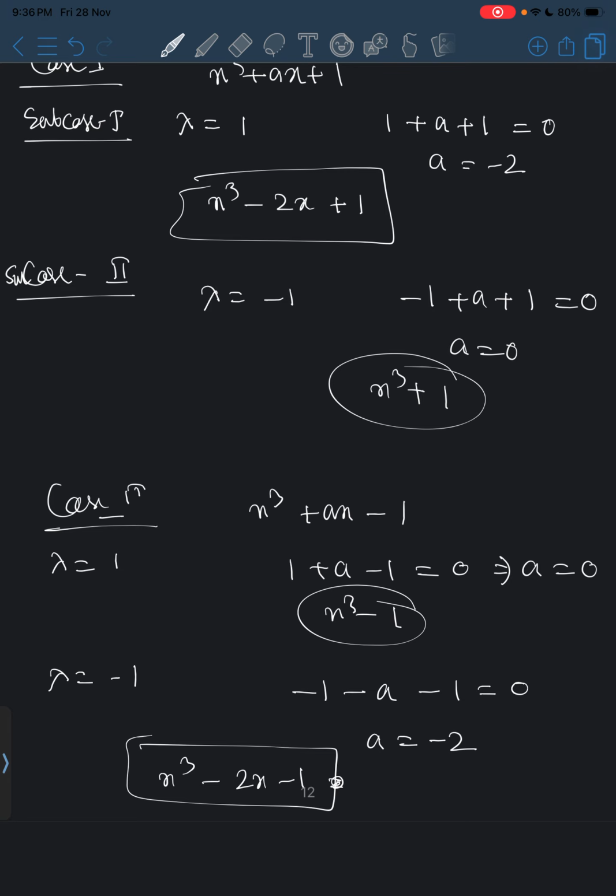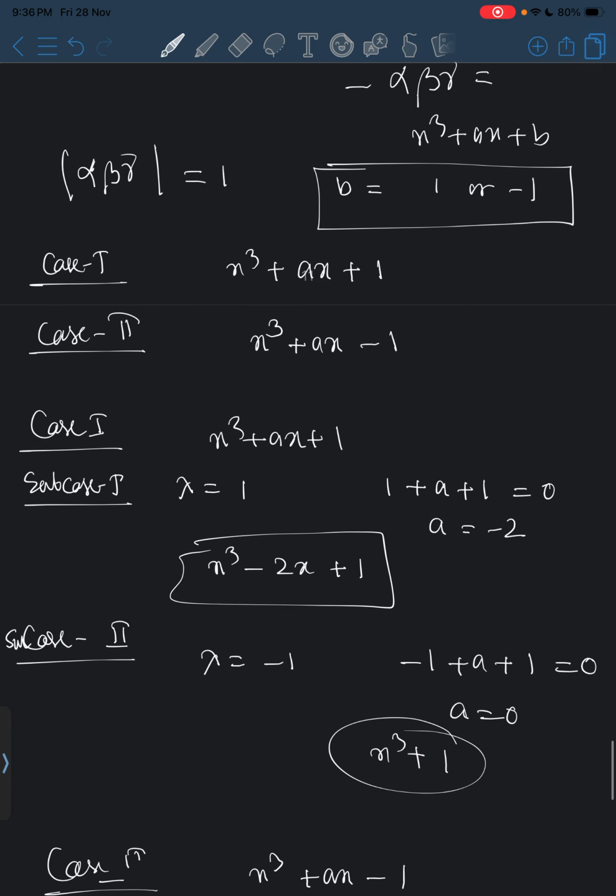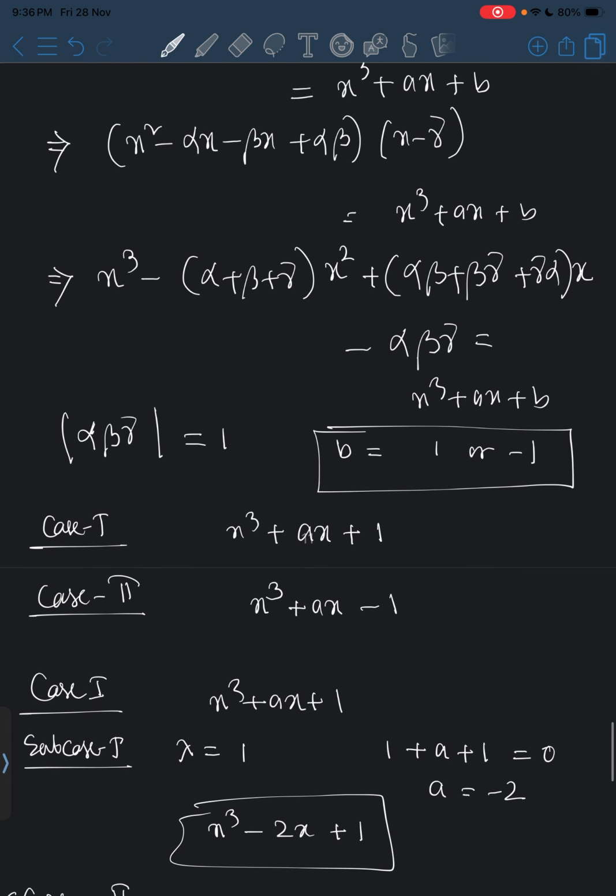But these two polynomials will not satisfy this condition. Why? Because if lambda equal to 1, look at this coefficient. So one root is 1, right? Then if you look at these two coefficients, what will you get? So you will get, say, alpha equal to 1. Okay, alpha equal to 1. Then beta bar equal to gamma, right?